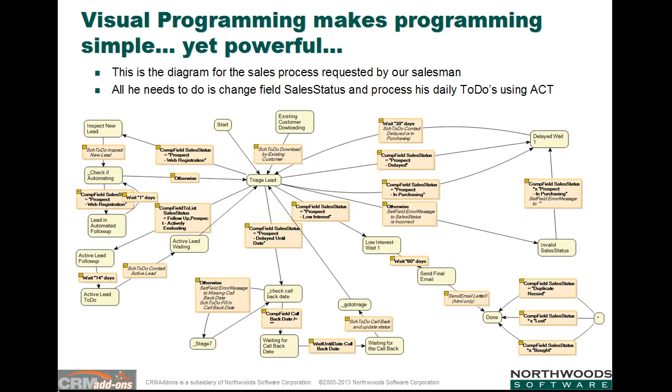On the other hand, while visual programming makes programming simple, it is also very powerful. This is a diagram for the sales process requested by our own salesman. All he needs to do is change a field, sales status, and process daily to-dos using Act. SAM runs in the background for him, implementing the automated process that he felt comfortable with for working with his clients. An important feature of SAM is that it is in sync with the Act user. If the salesperson has a pending activity, SAM waits for it to be completed or cleared. Then, by looking at fields set by the salesperson, SAM is able to perform the right follow-up step.